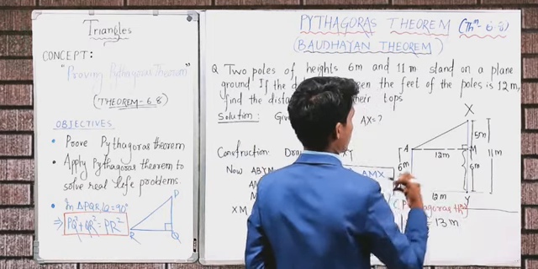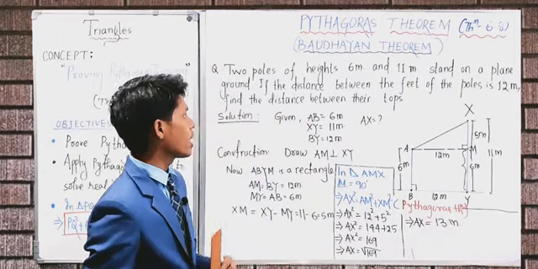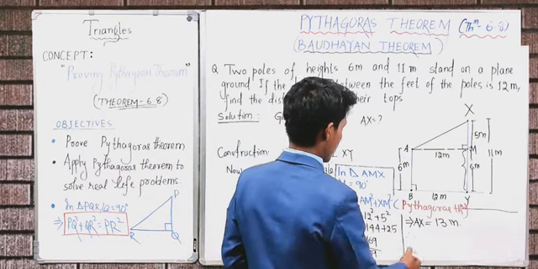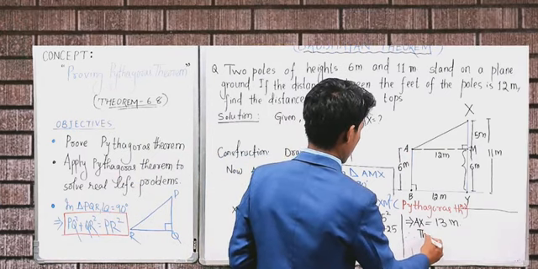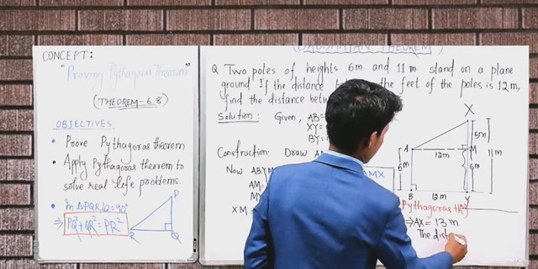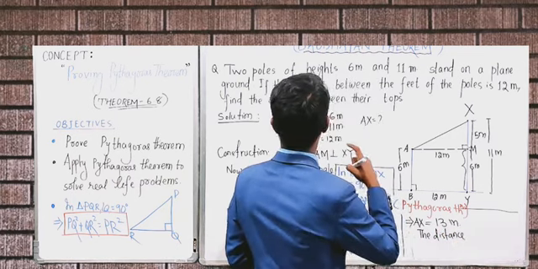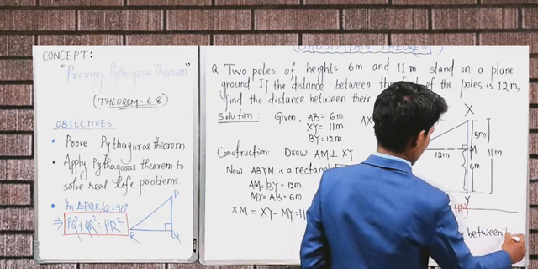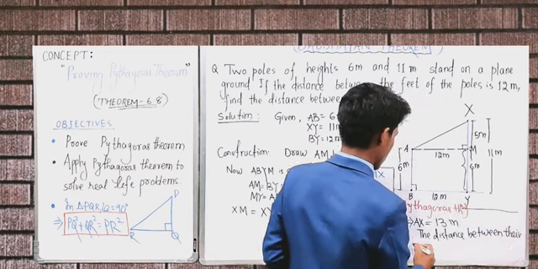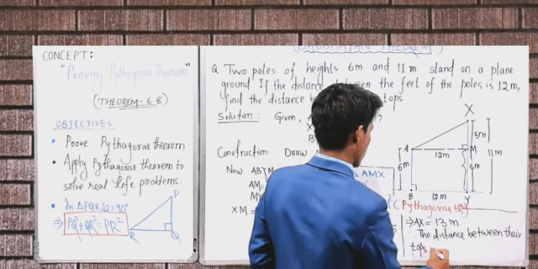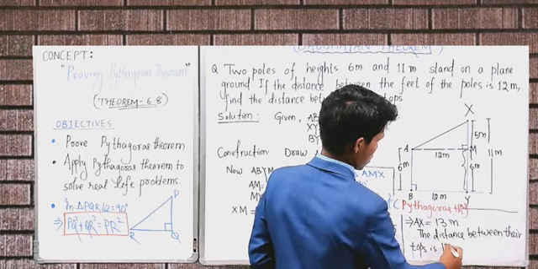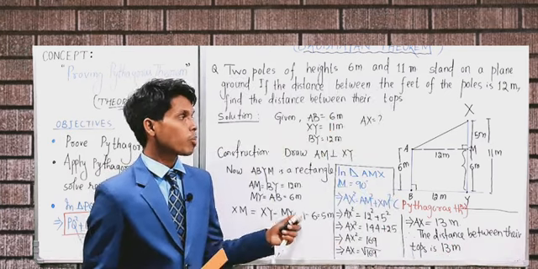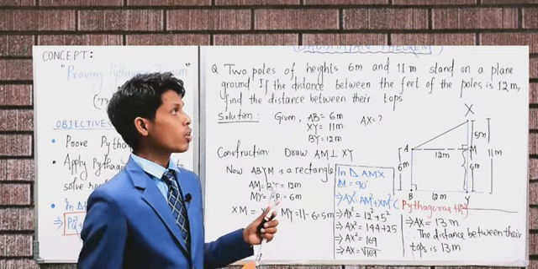Okay, so the length AX is 13 meter. So now you can write the distance between their tops is 13 meter. We can write that is there the distance between their tops is 13 meter.